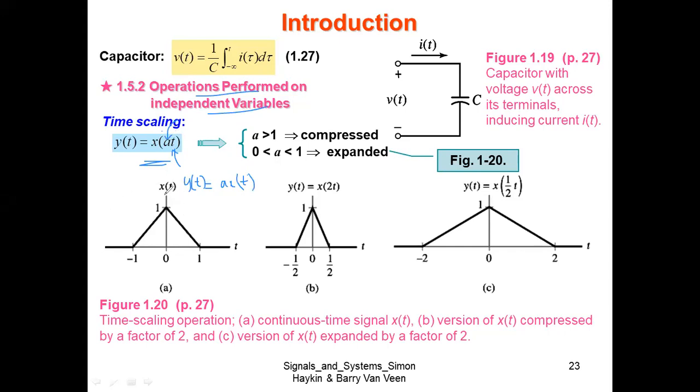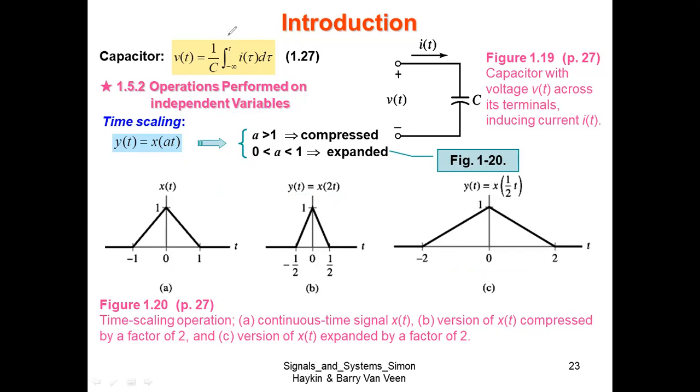This is x of t. If I write y of t equal to x of 2t, you can see what is going to happen. The signal is getting compressed. If I write y of t equal to x of t by 2, the signal is going to expand. Are we comfortable here? Let me take you to the whiteboard.